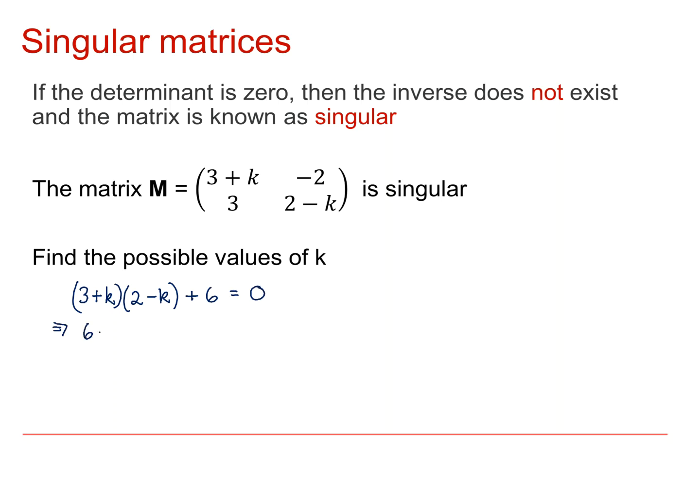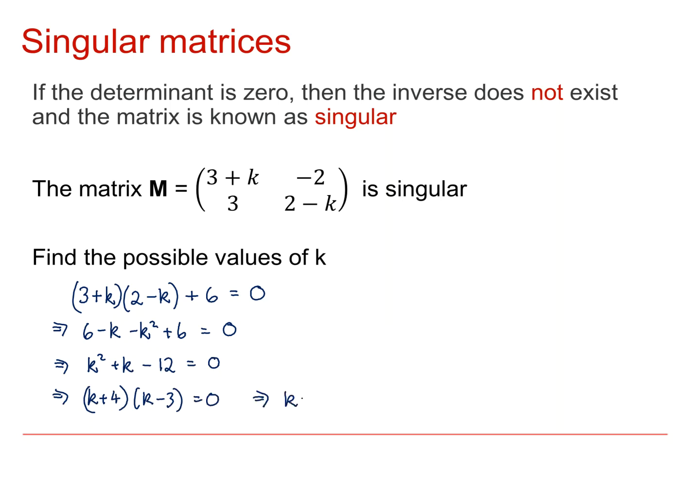That gives us 6 minus k squared plus 6 equals 0, which is k squared plus k minus 12 equals 0, which gives us (k plus 4)(k minus 3) equals 0, and therefore k is either minus 4 or 3.